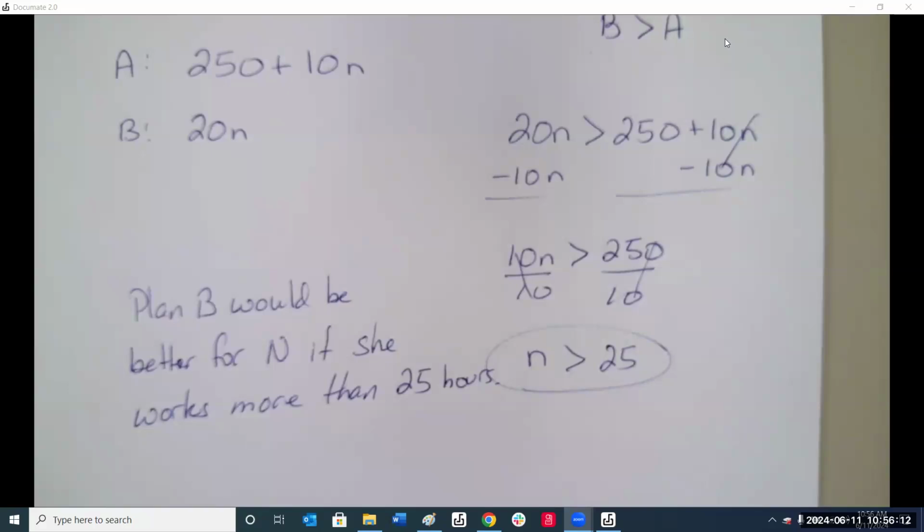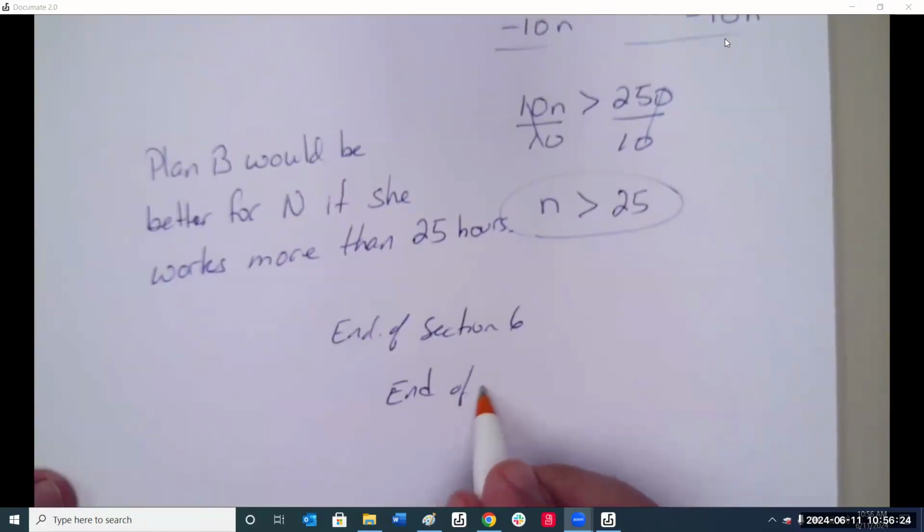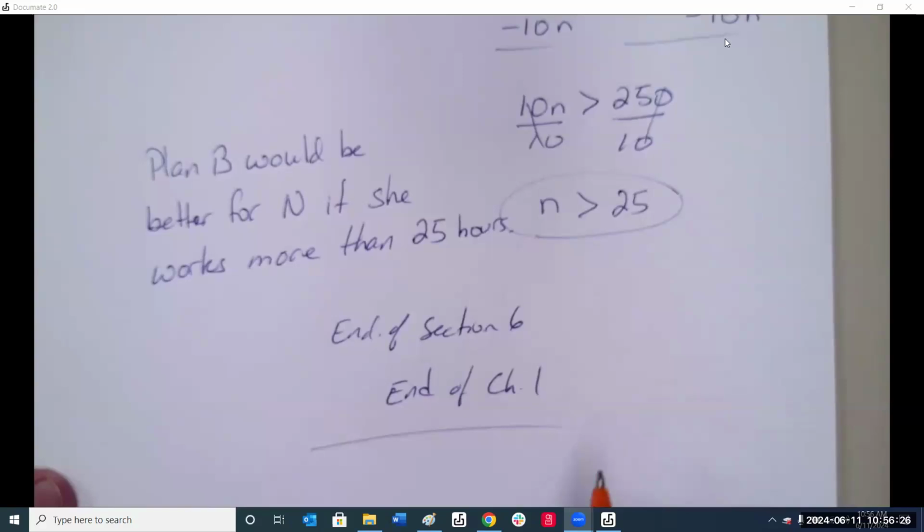And that's it. That's the end of section 6. That's the end of chapter 1. So tomorrow we'll start chapter 2. Any questions?